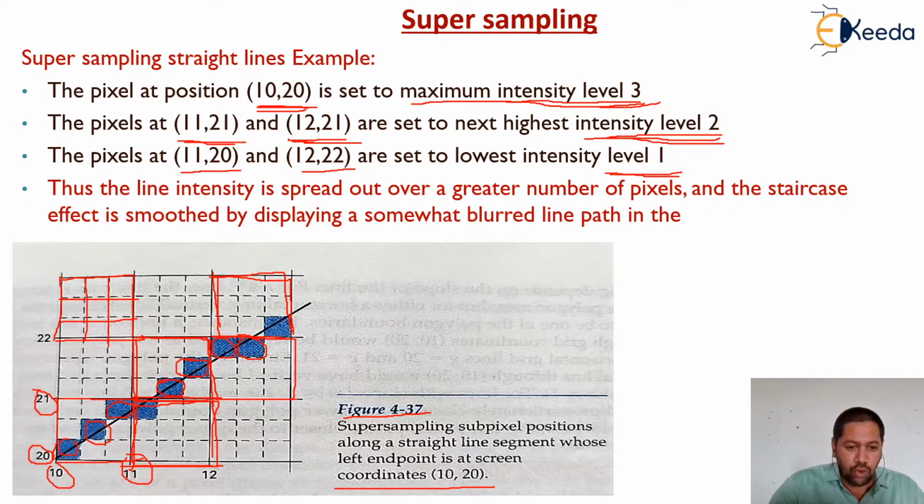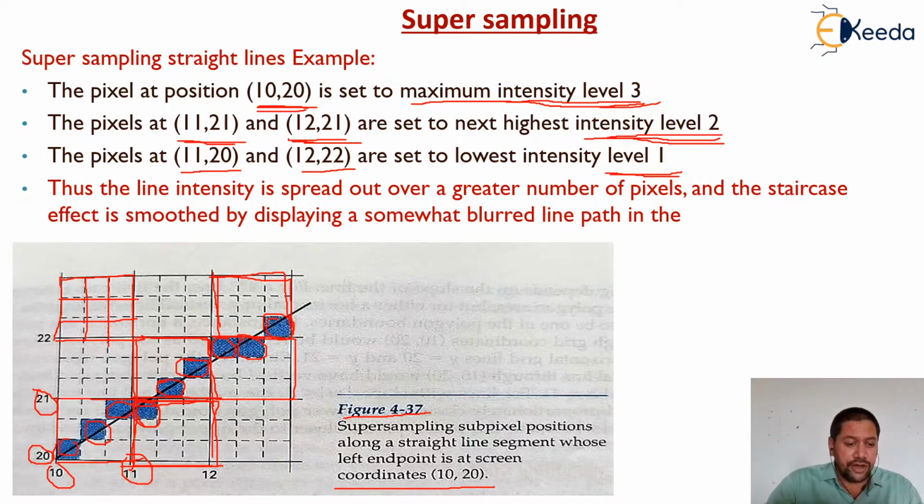Why? Because out of these 9 subpixels, only one pixel is on the path of the line. Here's the same case. Out of these 9 pixels, only one pixel is on the path of the line, so it is set at the lower intensity level. After dividing it into subpixels, depending upon how many subpixels are available on the path of my line, we are going to set the intensity level.